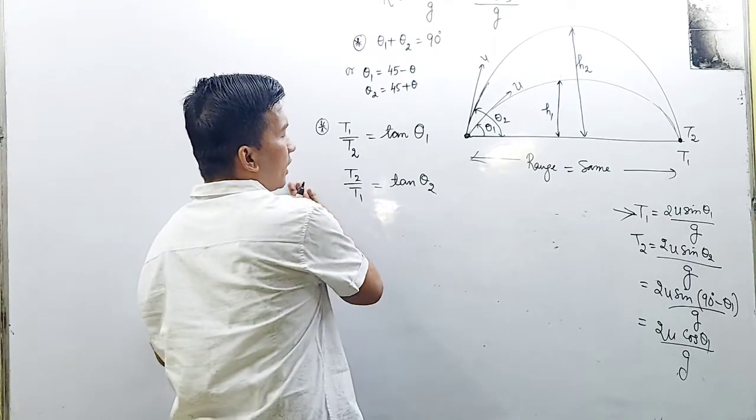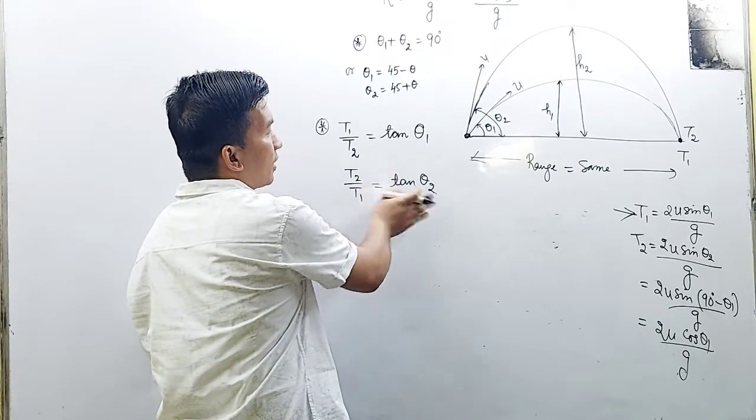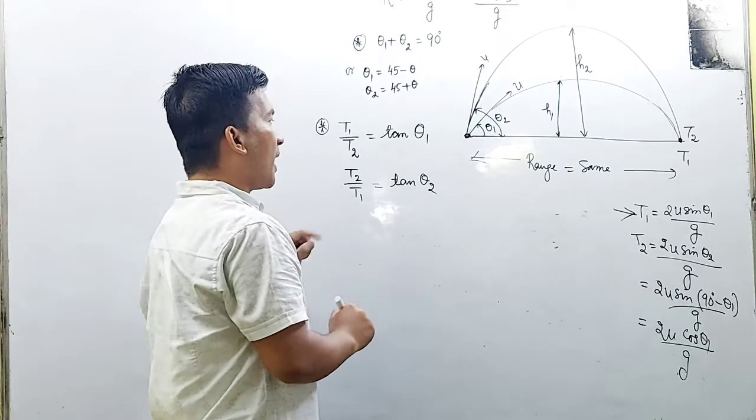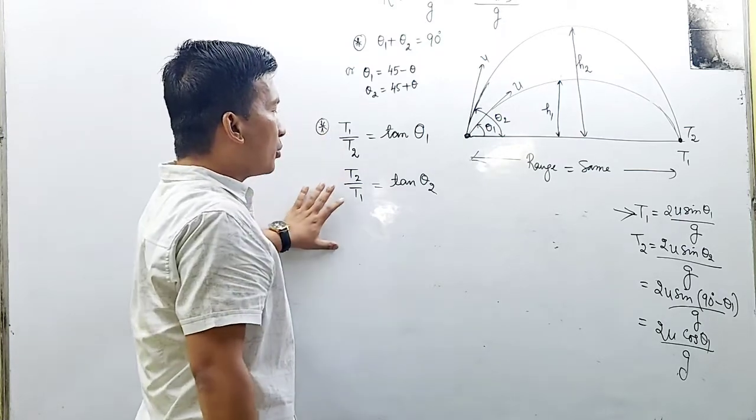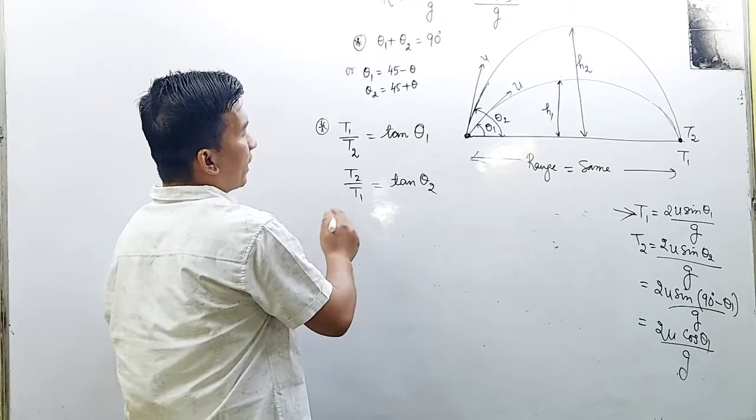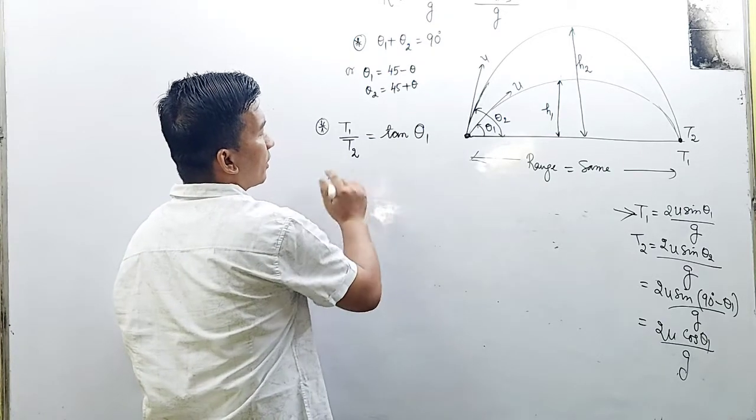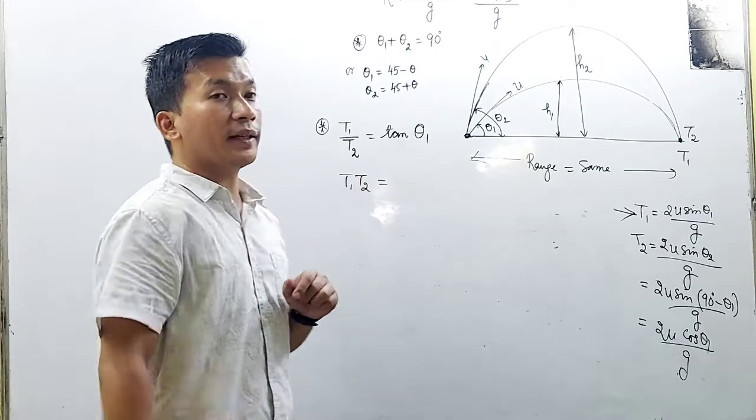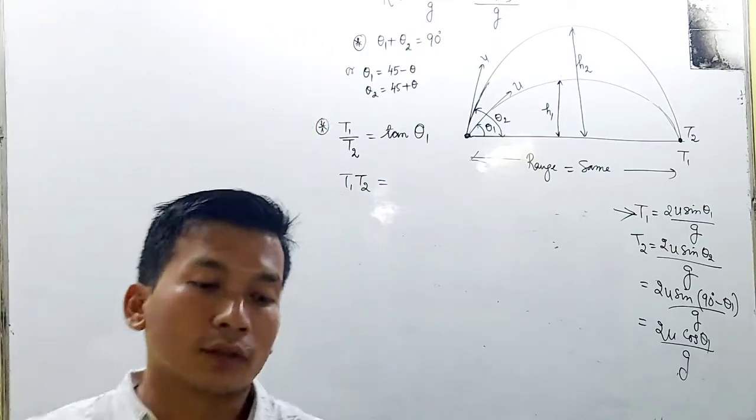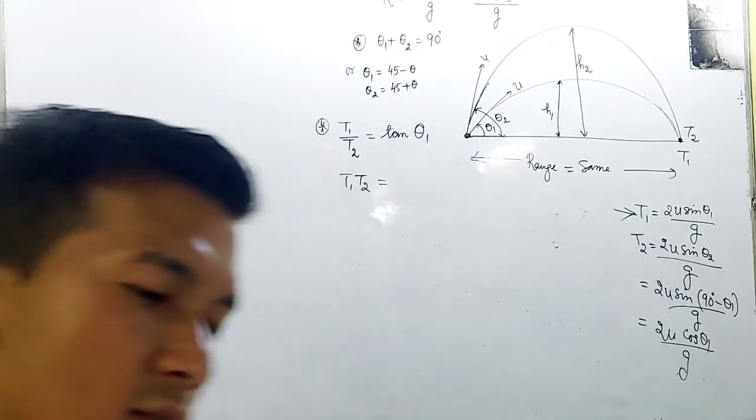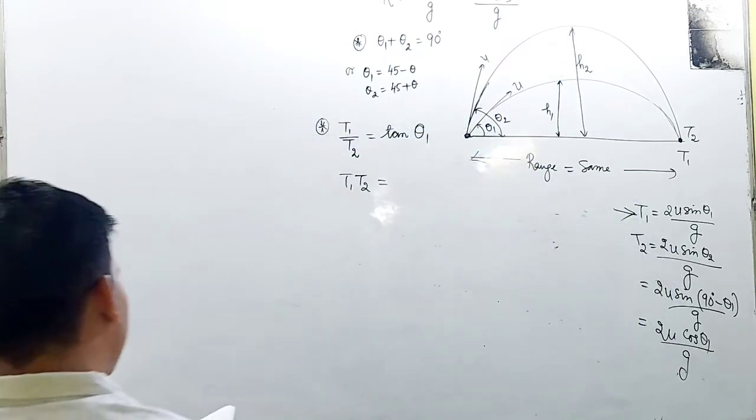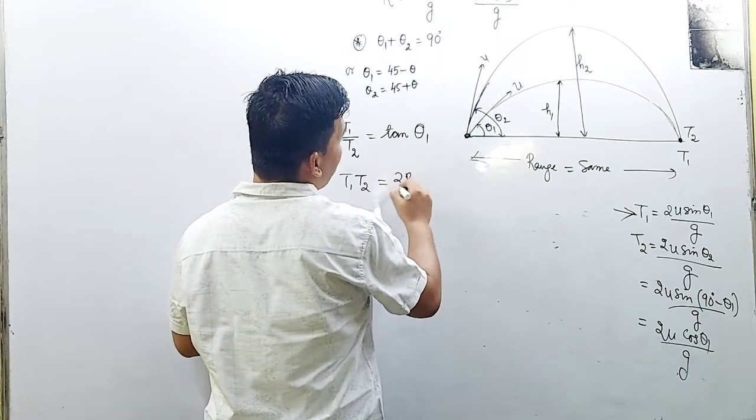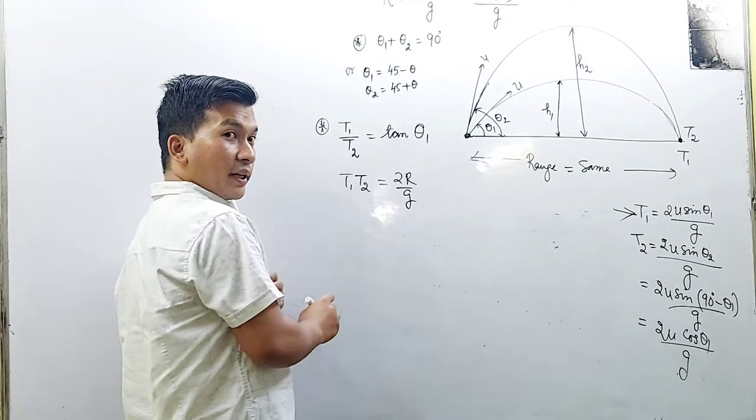Okay, next, the maximum height and the time of flight. What about the multiplication? The multiplication of t1 and t2: what is the formula? t1 t2 is equal to 2R by g. You have to learn this by heart.